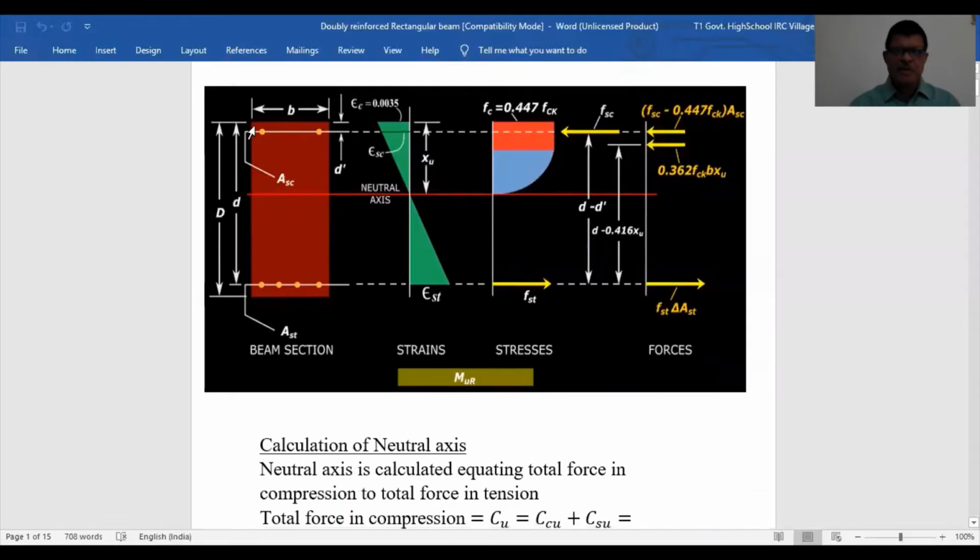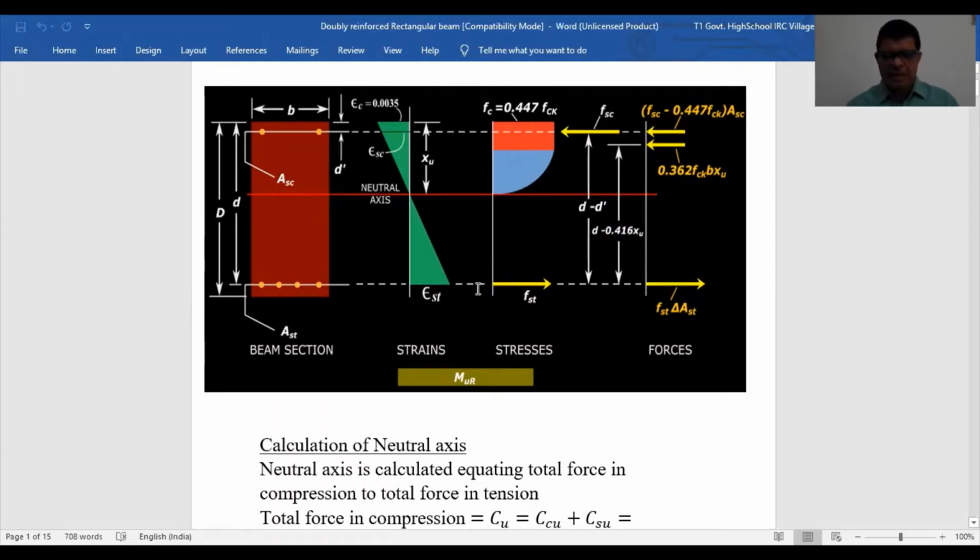Here are the dimensions: b is the width of the beam, d is the effective depth from the top compression fiber to the center of tensile steel, and overall depth is capital D. Asc is the area of steel in compression, Ast is the area of steel in tension, and these are the strain diagrams. The maximum strain in the compression fiber is 0.0035. The neutral axis is at a distance xu, the strain in the compressive steel is epsilon sc, and epsilon st is the strain in the tension steel.